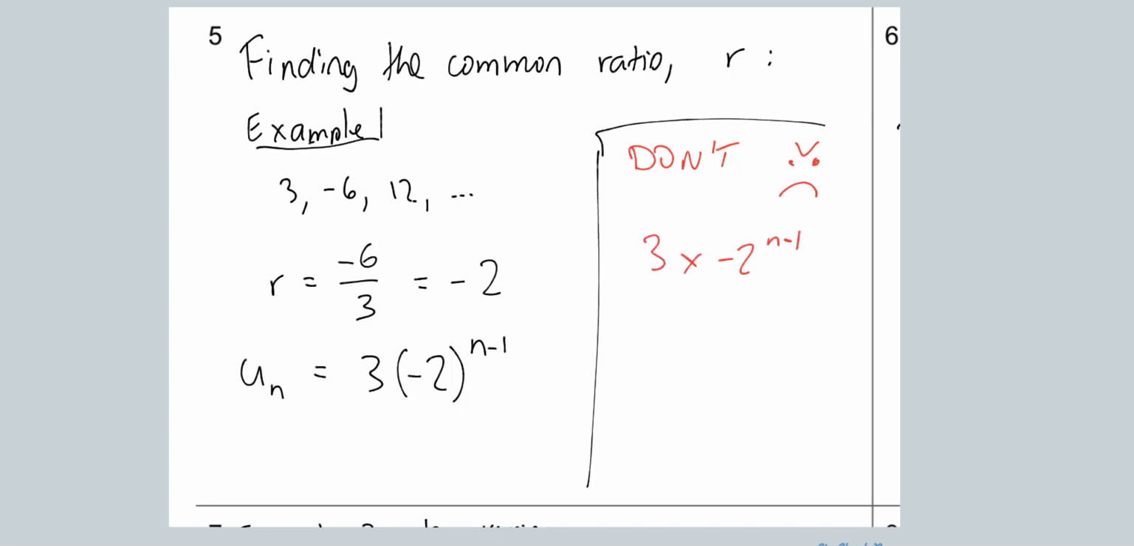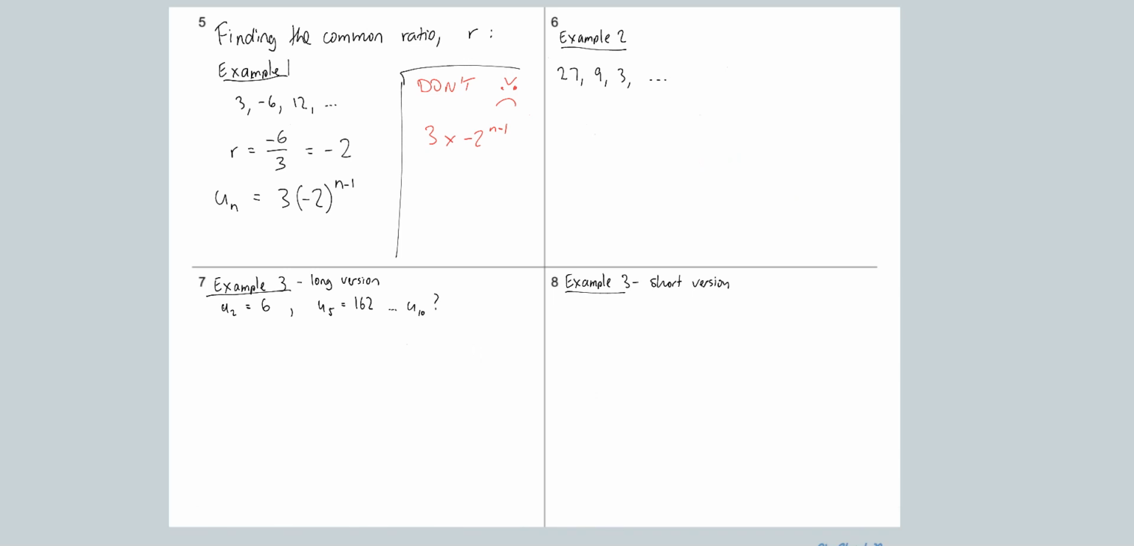So don't do that. Always put brackets around it. I just do it for positives as well, because I think it looks neater anyway. Zooming out, let's have a look at a couple more examples here, and then I'll let you get on to work. Example 2: 27, 9, and 3.